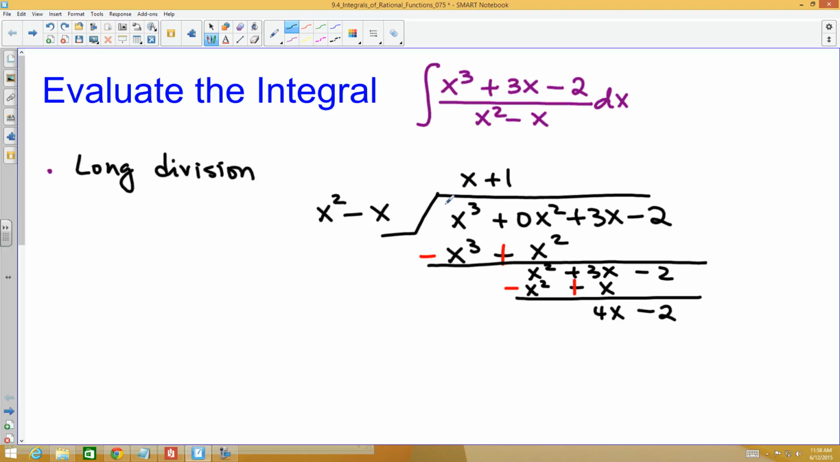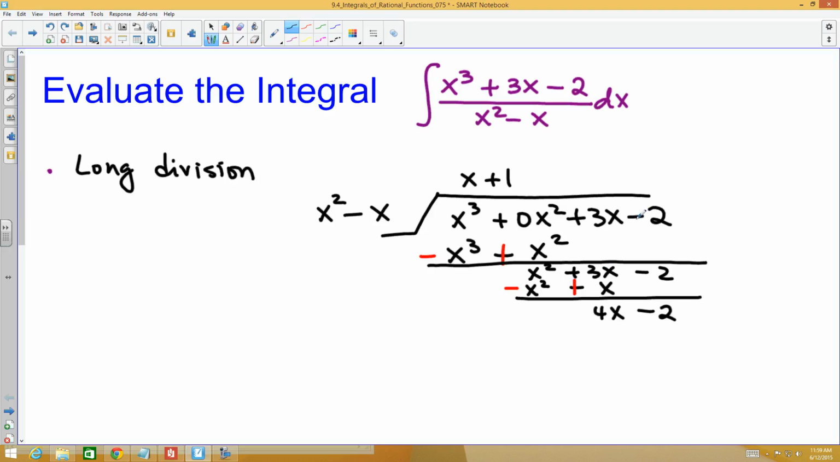So first, take x cubed, divide it by x squared. That gives you x. Now multiply every term here by x. So we get x squared times x is x cubed, x times negative x is negative x squared. Now you flip the signs and get negative here and plus there. So adding, you get 0. Adding, you get x squared.